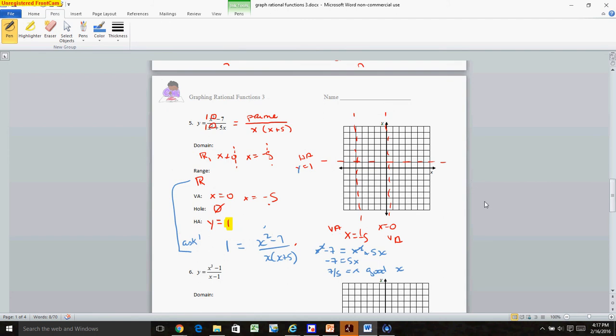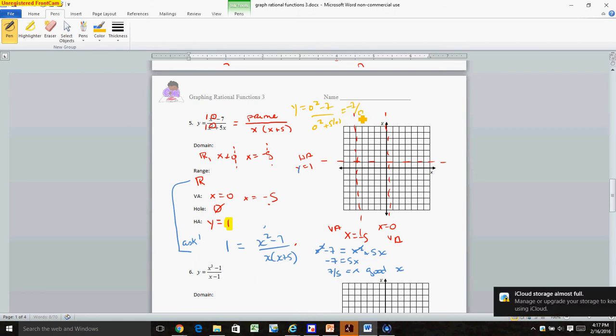Okay, so now I go looking for my x-intercept and my y-intercept. Y-intercept is easy. It's when I plug in 0 for x, right? So to find my y-intercept, I go to the function and I say y equals 0 squared minus 7 over 0 squared plus 5 times 0, which is -7 over 0, which is undefined, which means what I was looking for doesn't exist. So of course I don't have a y-intercept. I have a vertical asymptote there. No touchy, no graphy.